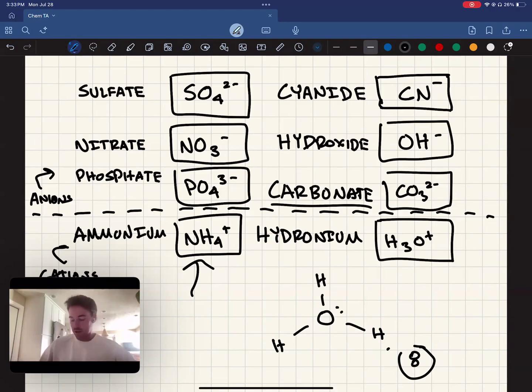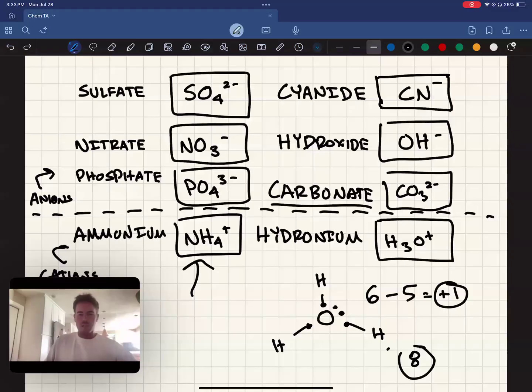This gives oxygen its formal charge. It should have 6 valence electrons. It has 1, 2, 3, 4, 5. It has 5. So 6 minus 5 equals positive 1. So there's the formal charge for oxygen. That's where our positive charge comes from.